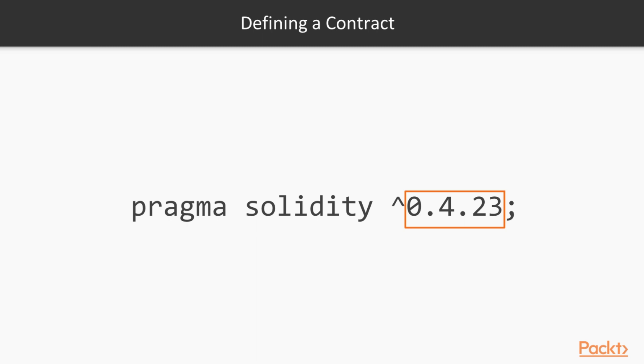Next, I'm including the version of Solidity installed on my system, and I can get that by opening a terminal and typing truffle version. Now I'm including a caret at the beginning of the version number, and this is important. The caret tells the compiler that it can use any version of the Solidity compiler from version 0.4.23 up to, but not including, version 0.5.0. This ensures that a breaking change in the 0.5 family doesn't break my smart contract. Finally, the line ends with the semicolon.